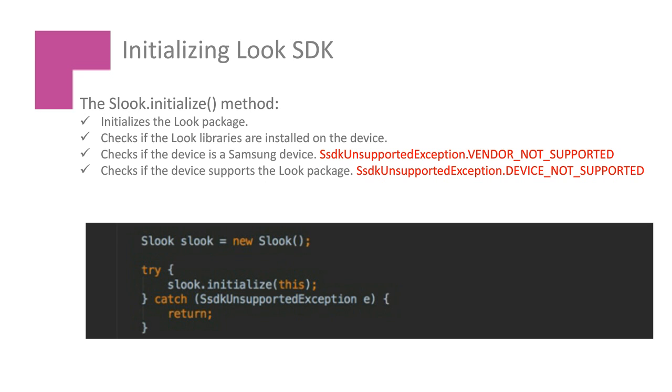and if there is an exception, there can be two different types of exception. One is vendor not supported, that means it's not a Samsung device, or even if it is a Samsung device, it might throw an exception saying that the device is not supported, that means the device doesn't have an Edge on it. So this is how you can filter the devices where you are running your code.